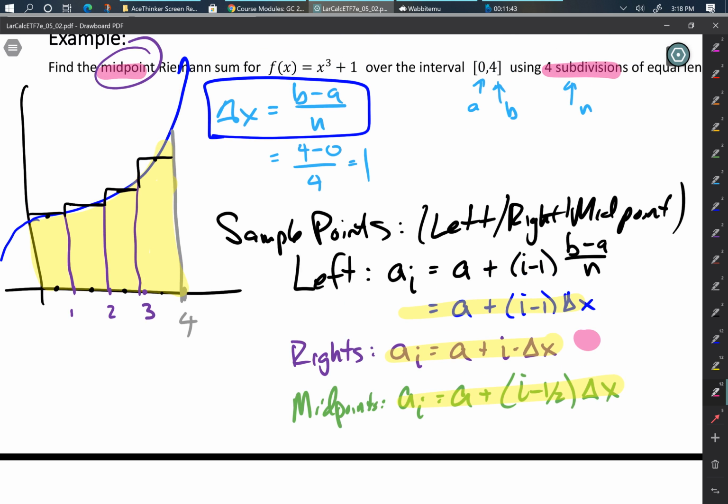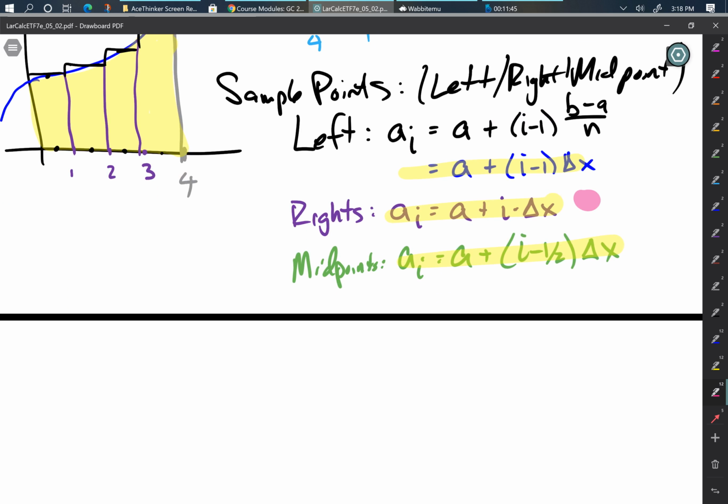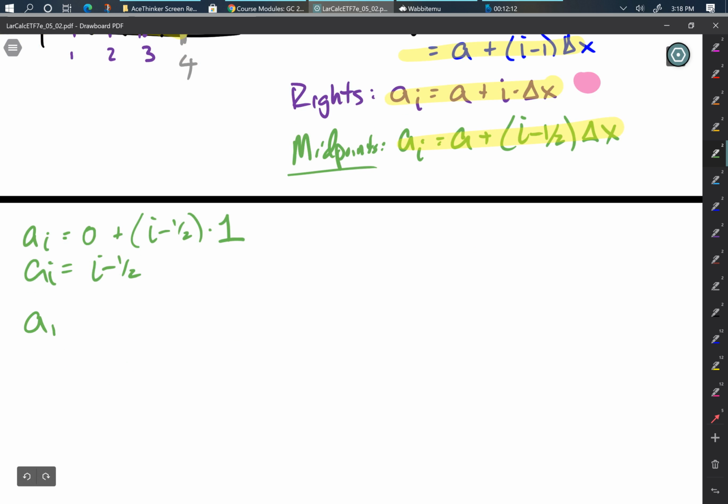All right, so our sample points. Our sample points for this example, our A sub i's, are going to be midpoints. So they're going to be 0 plus i minus 1/2 times delta x, which we already defined to be 1. So our sample points are just going to be i minus 1/2. So our sample point for the first rectangle is 1 minus 1/2, which is 1/2.